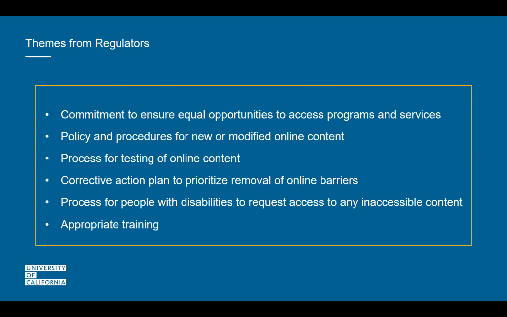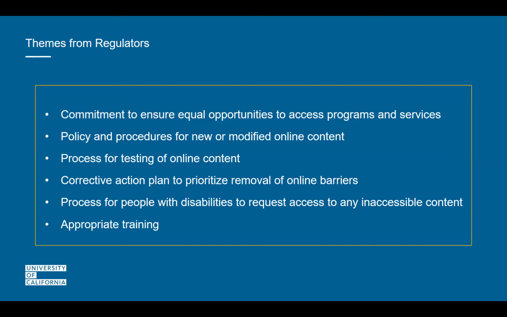Another item that regulators look for is policies and procedures related to new or modified online content. So they want to see that organizations have a plan to make sure that new content being added online or existing content that's being modified will be accessible, and that there are procedures in place to make sure that that gets effectively implemented. Regulators also recommend ongoing testing of online content, both through automated online checkers, some of which you heard about today, and then also supplemented by manual testing by knowledgeable individuals.